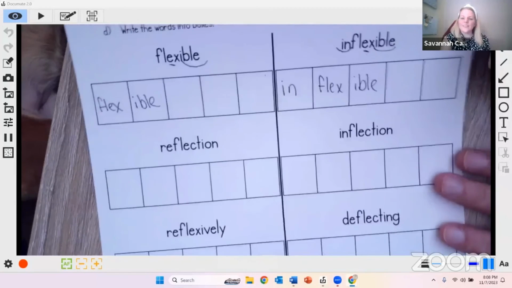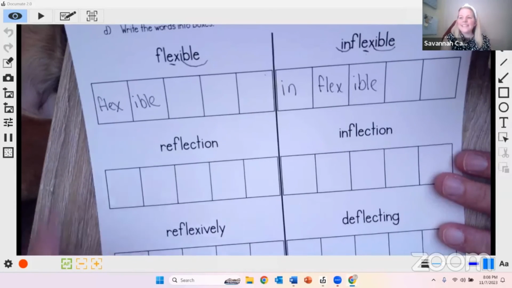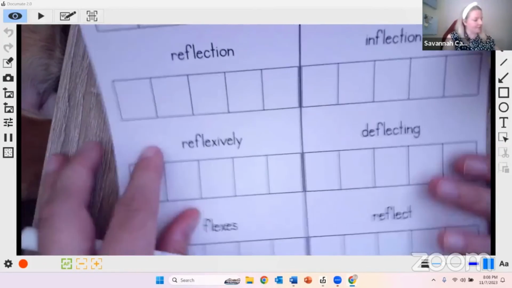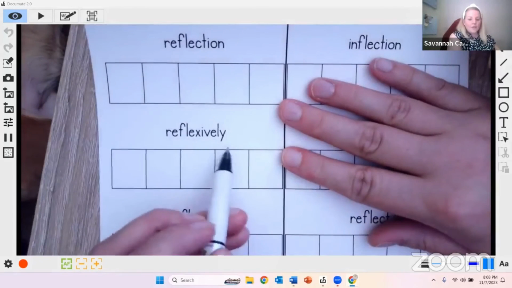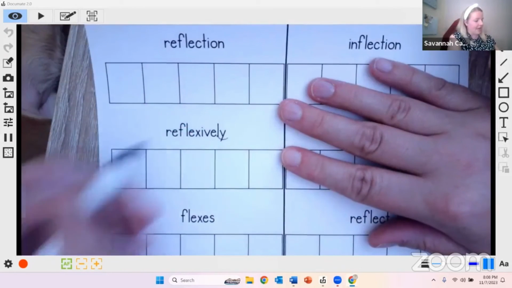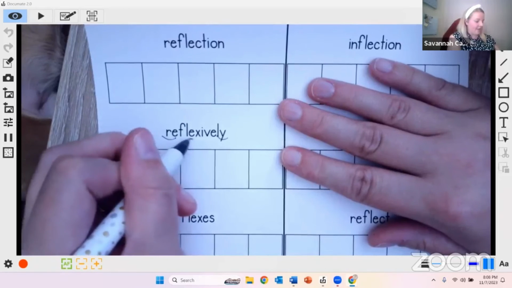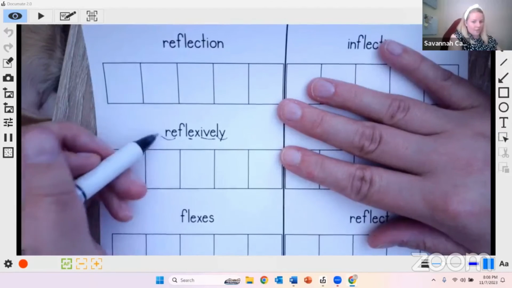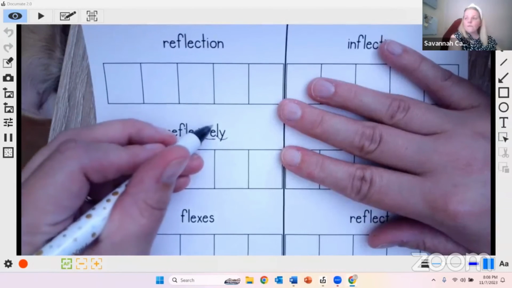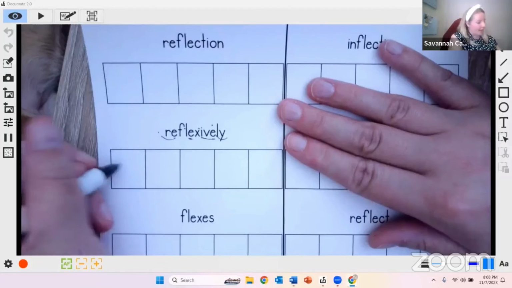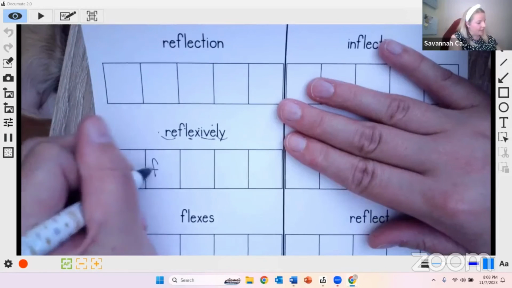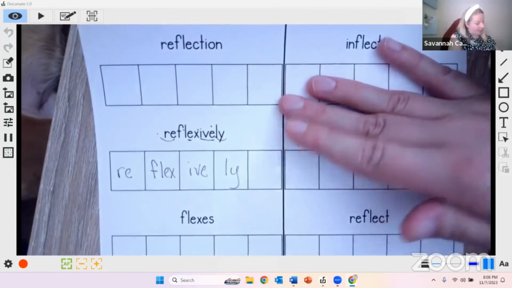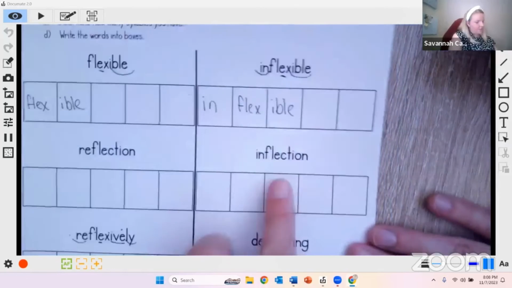When you get to some other places though, it gets a little messy. This was pretty clear cut, but it can definitely get pretty messy. If you're wondering what that is on the floor down there, that is my dog. Okay, so if I look over here, I have ly, and I have re, I have an E and an I consonant E. So I know I'm going to need a 1, 2, 3, 4 syllable word. So I have re, flex, iv, ly, reflexively.